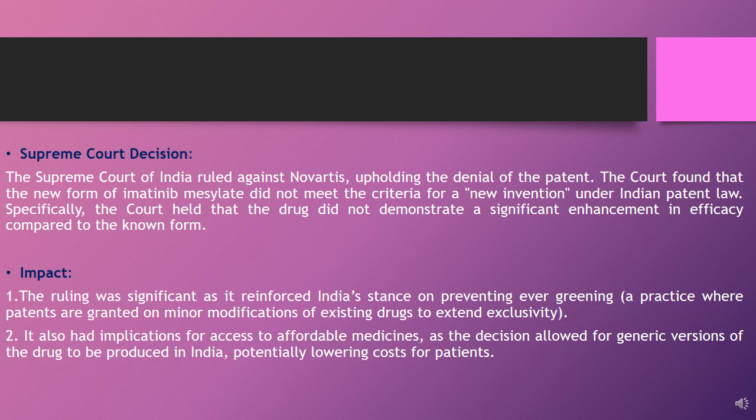And second one is affordable medicines. This ruling meant that other companies in India could make and sell generic versions of the drug, which helped keep medicine prices lower and more affordable for patients.